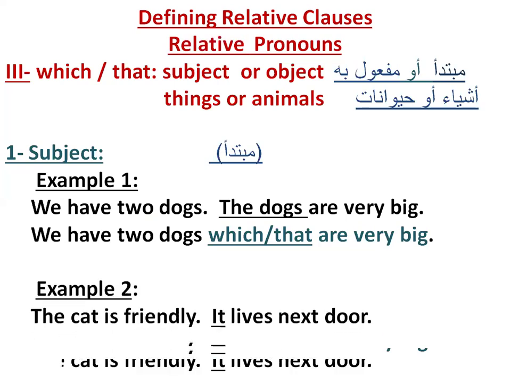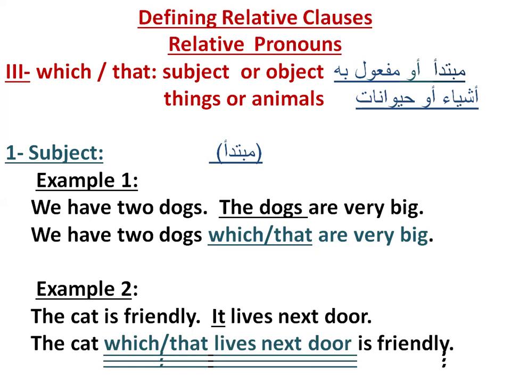Example 2. The cat is friendly. It lives next door. Here, in this example, we have to remove the clause which lives next door next to the cat. The answer is: the cat which or that lives next door is friendly. The cat, which or that lives next door is friendly.